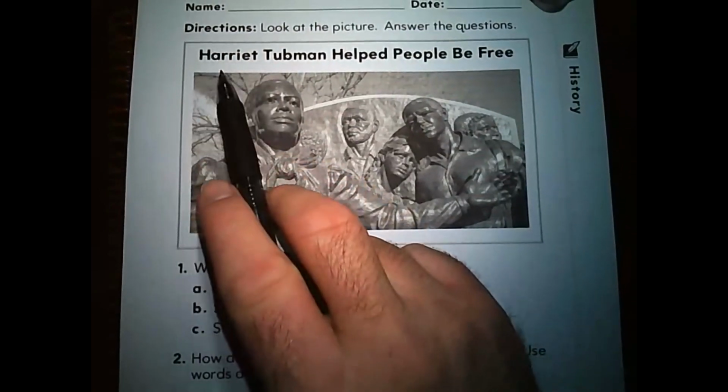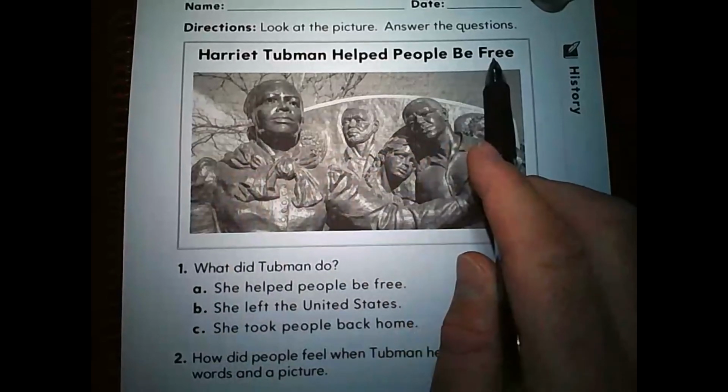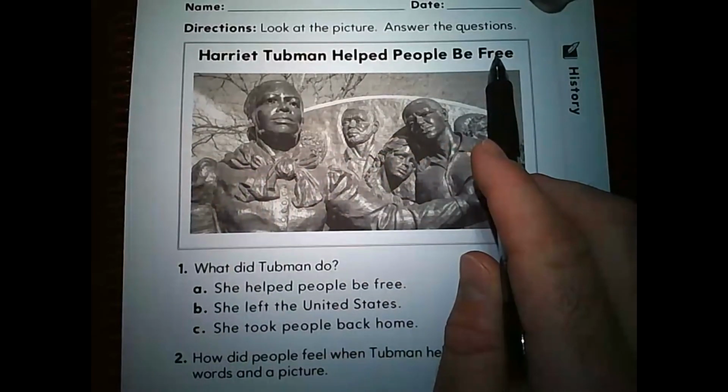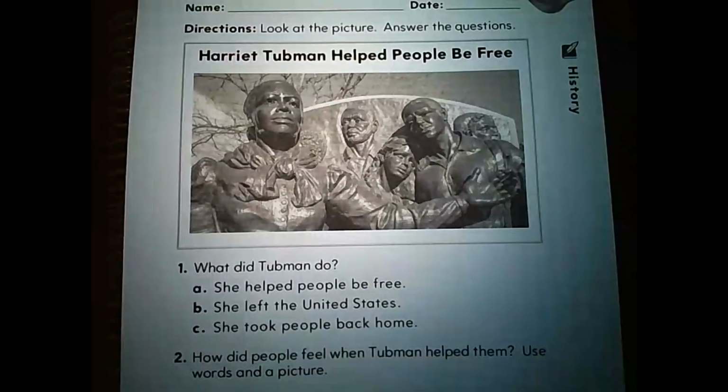It says, Harriet Tubman helped people be free. She was a very important individual, and she really, really thought that people should be free, because there was a time when not everybody was free, and it was pretty mean how they were treated. Okay, so Harriet Tubman helped people be free.